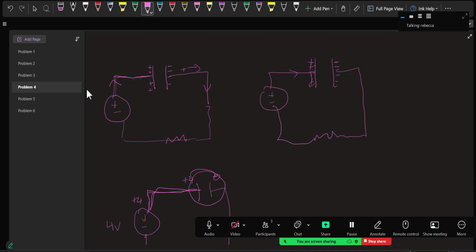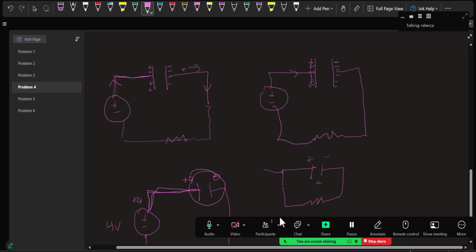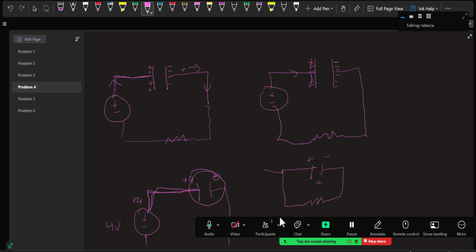Or if I have a charged capacitor, so this is charged, and I have a switch, and then I close the switch. At that point, current is going to start flowing just like it did when it was charging. It's going to flow until it's completely discharged, and the current is going to get smaller and smaller.